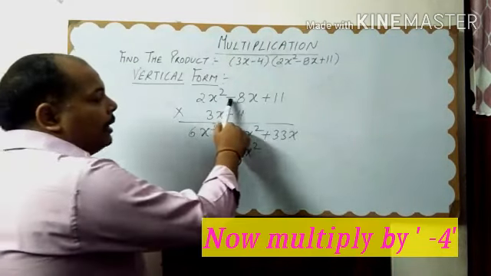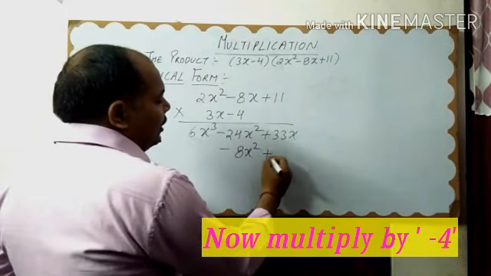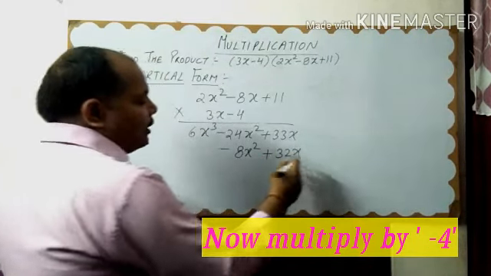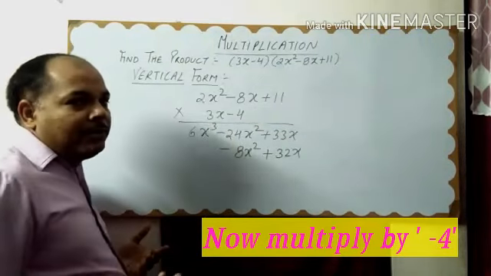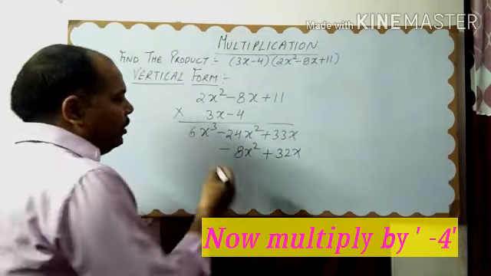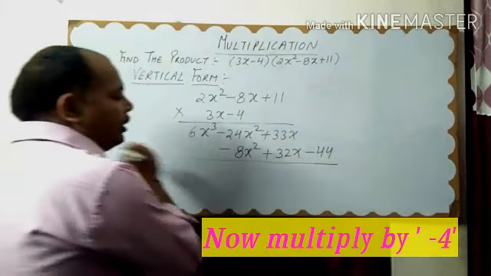When you multiply minus 8x by minus 4, it will be 32x. So you will write here 32x, because both are like terms. And plus 11 multiplied by minus 4 will be minus 44. Here no like terms are there, so you will write outside it minus 44.